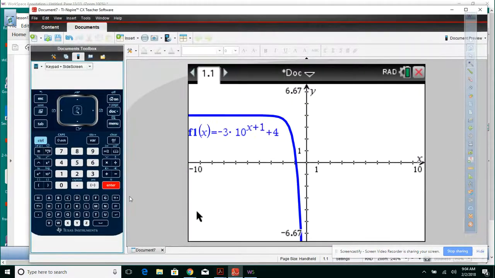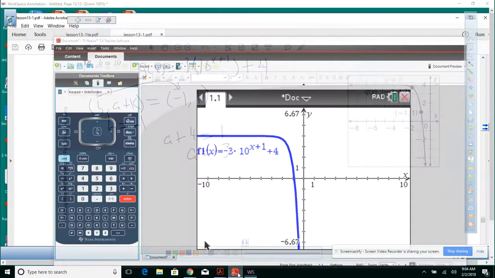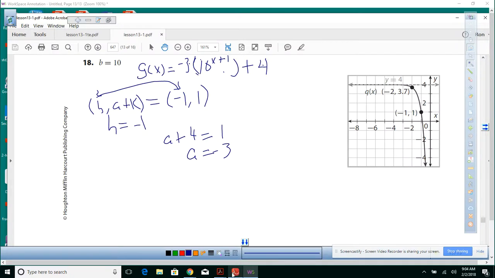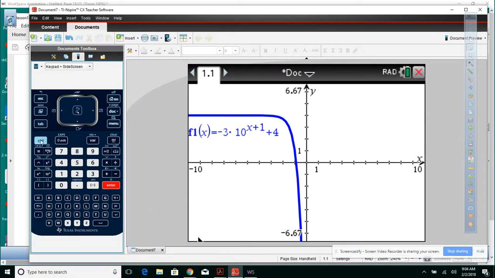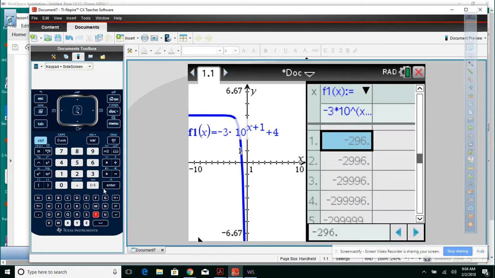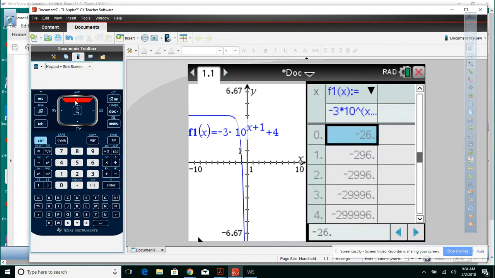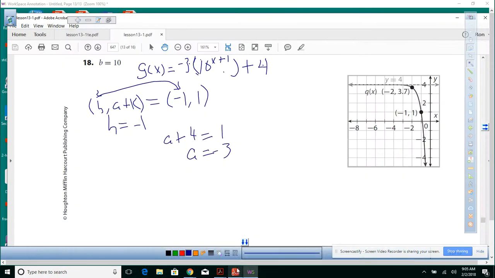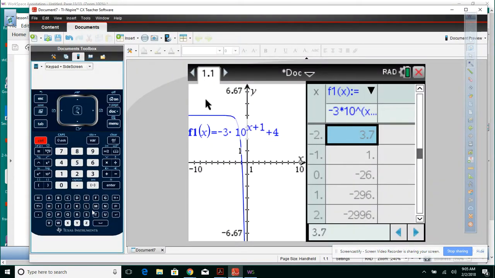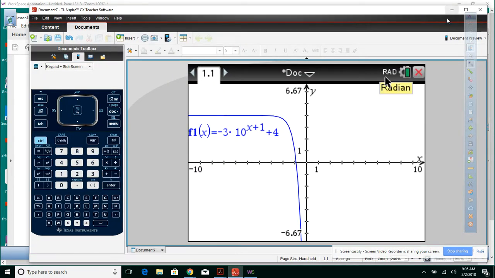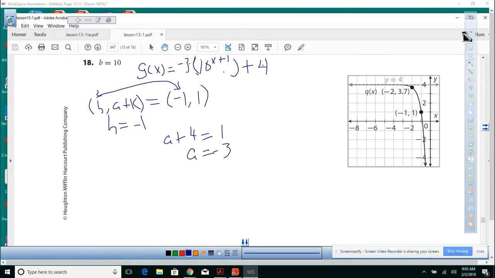Let's press enter. Well, we're still not there. We got to find -2 and 3.7 and -1, 1. So control T, and then we got -1, 1, and -2, 3.7. Is that what we had? -2, 3.7. There it is. There it is. Control T. Let's see here. All right.